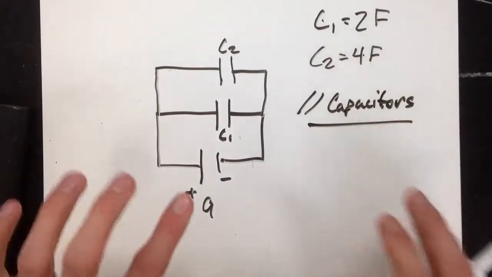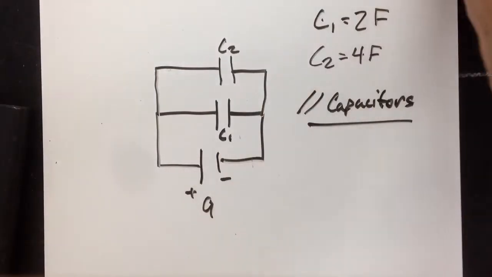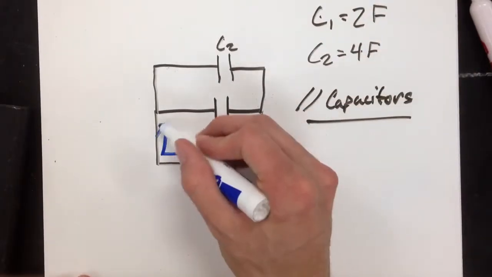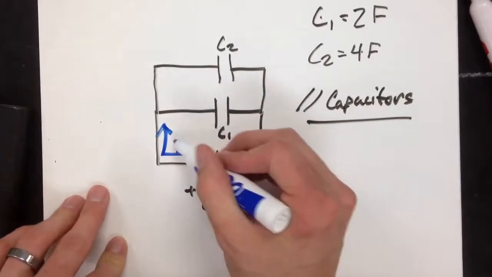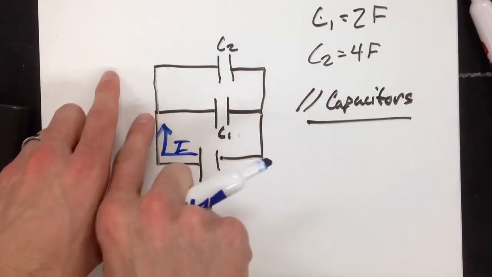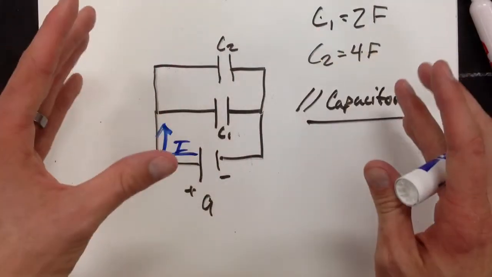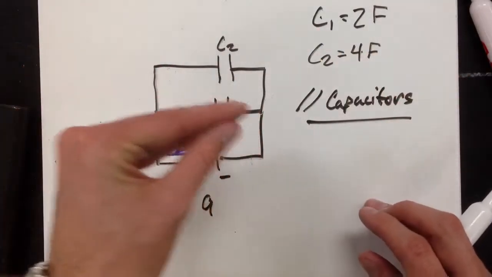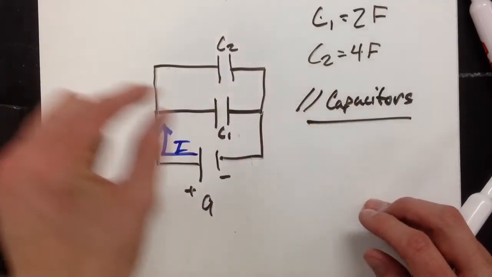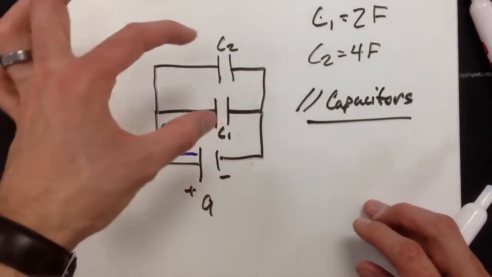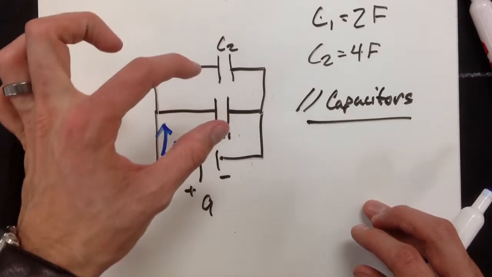Now, here's how you know they're in parallel. I have the current flowing out of my positive terminal, but now the current can flow and will flow through that capacitor and through that capacitor. It has an option. It doesn't have to flow through this one and then go to the next one. So it can flow through both. And if you look, they're in parallel with each other.